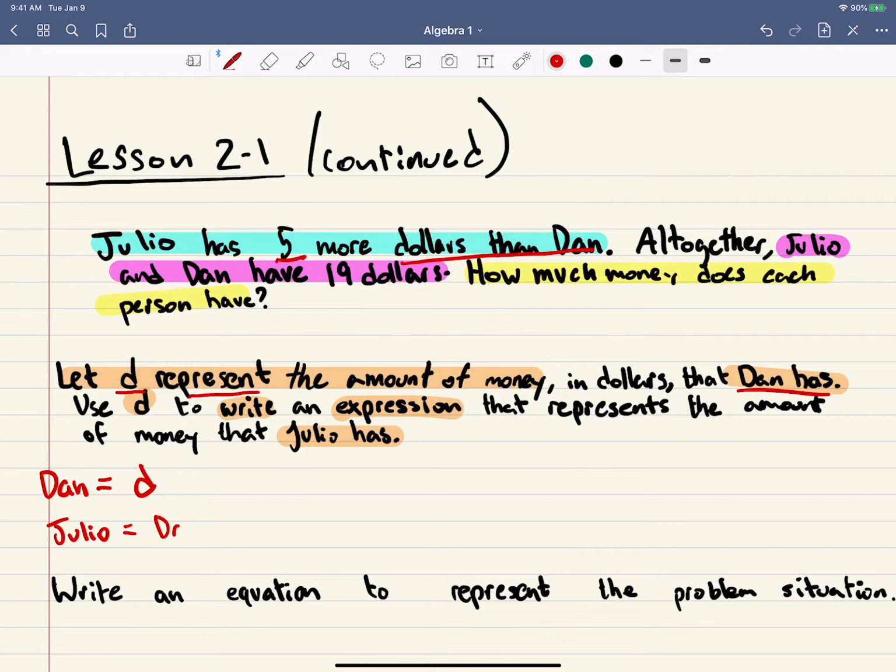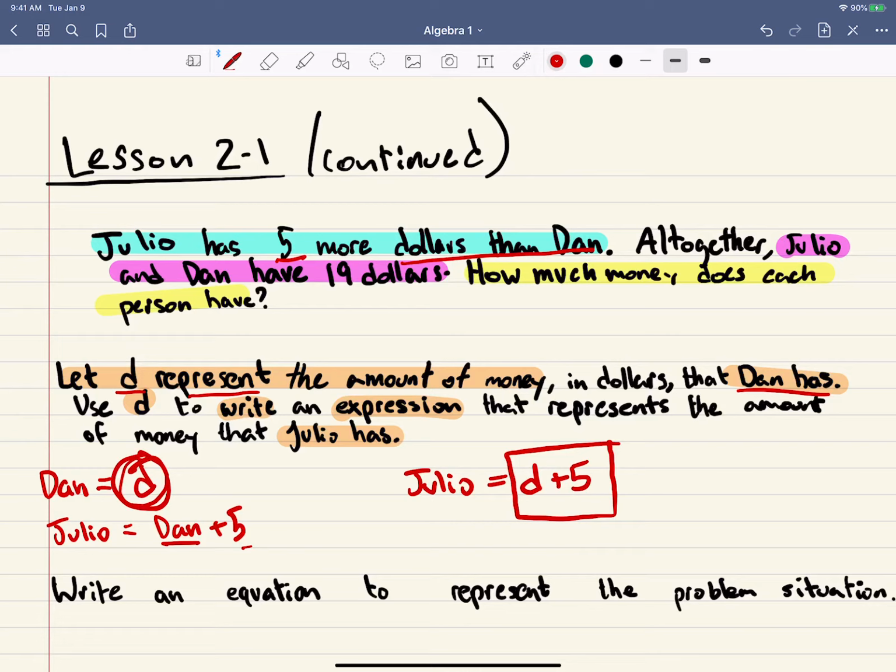So whatever Dan has, and to have more, remember, more means plus 5. If it said less than, you'd do minus 5. So Julio's money is whatever Dan has plus 5. Now right here we're using D to represent whatever money Dan has. So Julio's money is equal to the amount that Dan has, which is D, plus the $5 extra that Julio has on Dan. And this is going to be our expression.